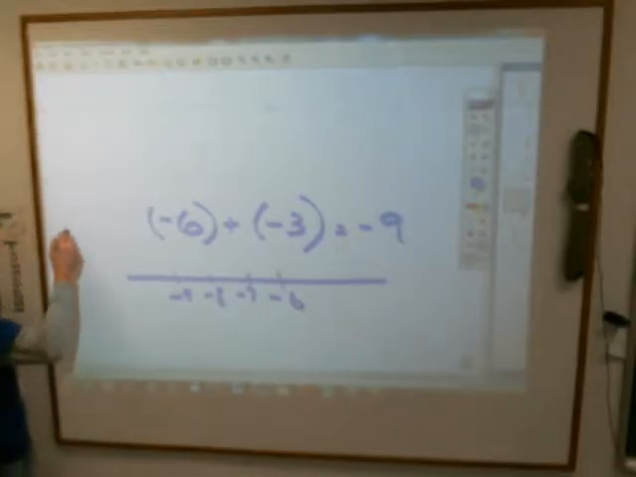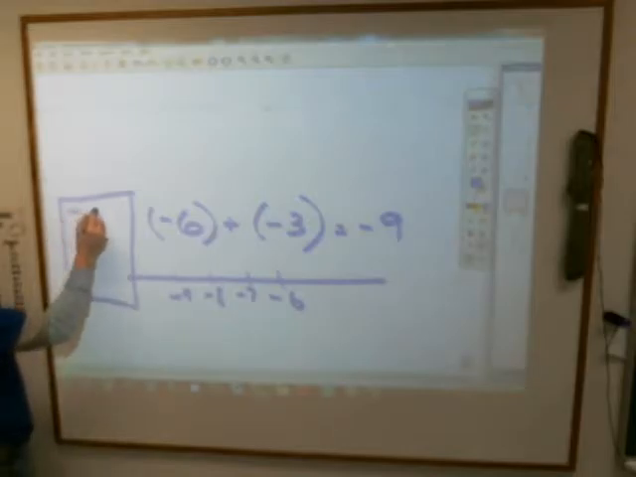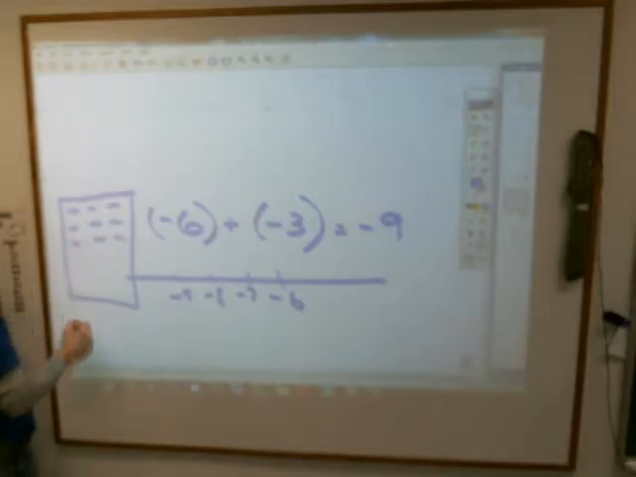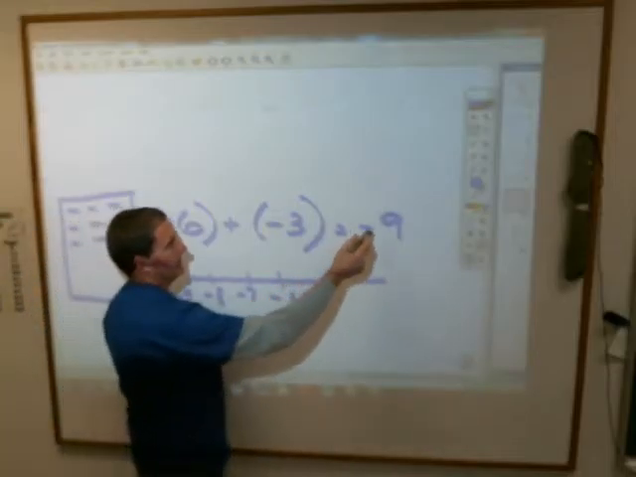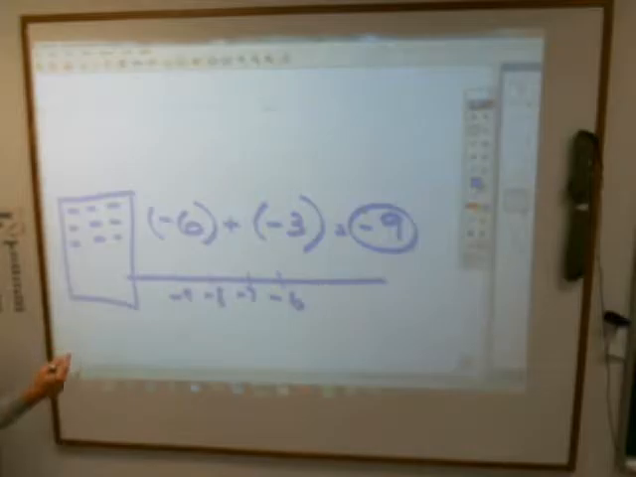And looking at it in terms of putting them all into a big bag here, starting with 6 negatives and adding 3 more negatives to it gives you a total of 9 negatives there. Does that kind of make sense to you?